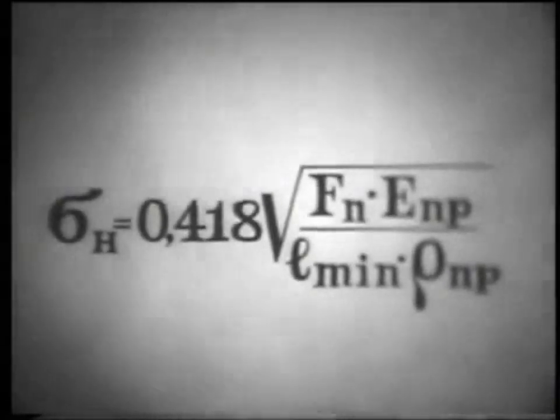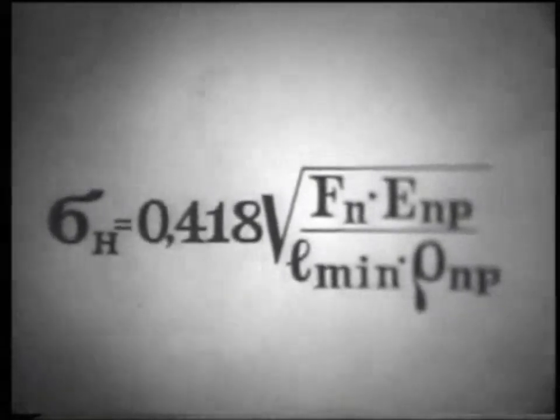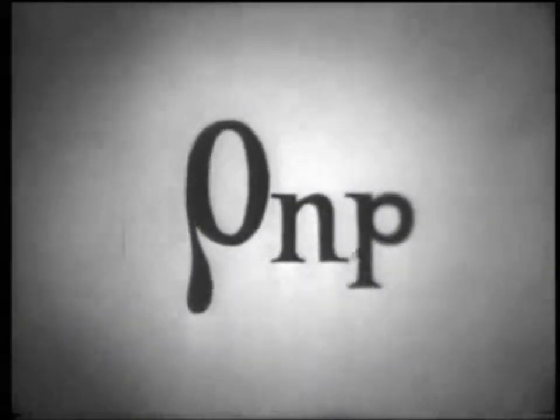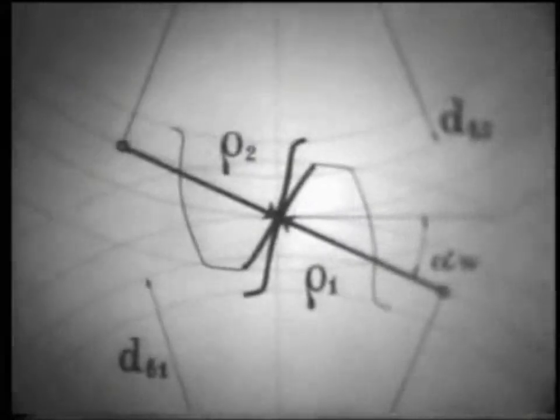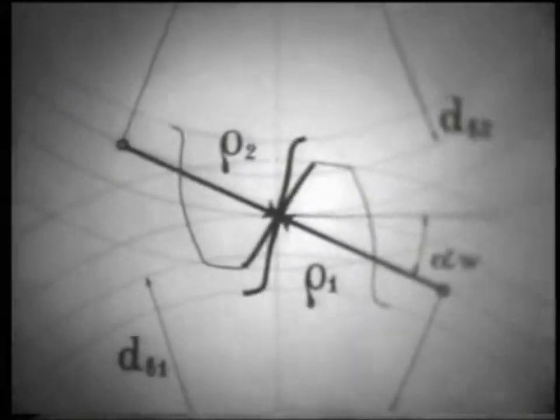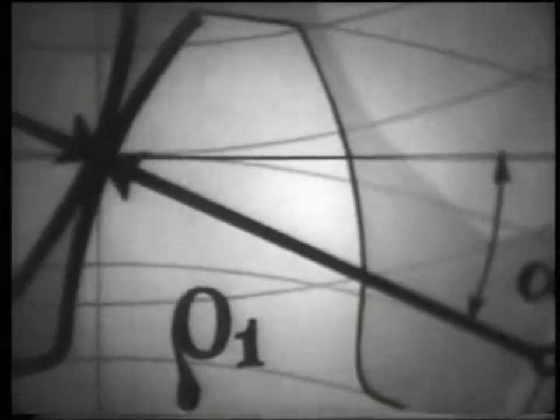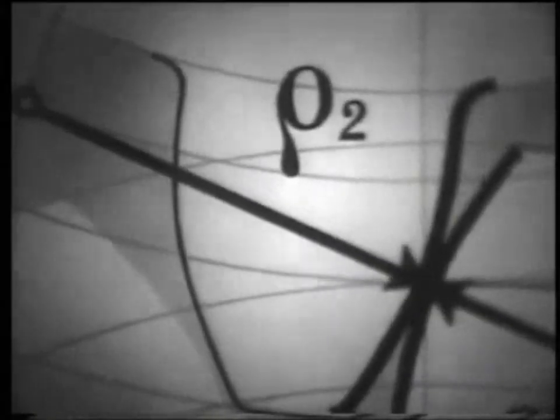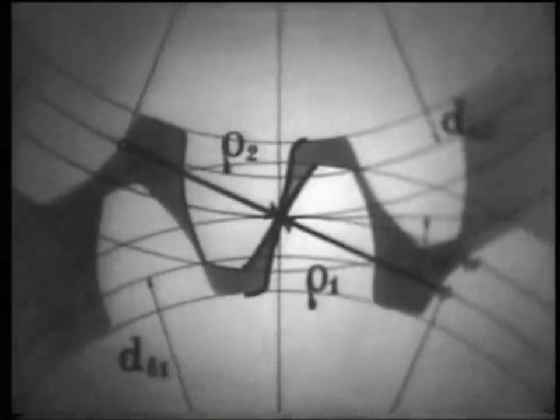In application to gears, the Hertz formula has the following form, where rho reduced is the reduced radius of curvature at the gearing pole. Rho 1 and rho 2, respectively, are the radii of curvature of the gear and wheel teeth.